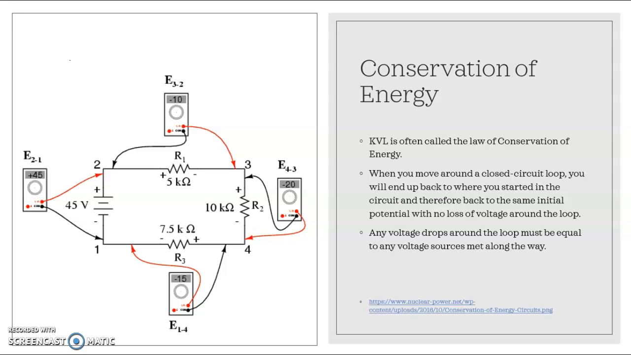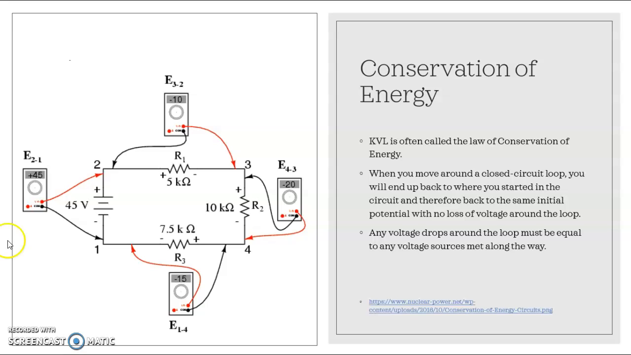And so we move on to the conservation of energy. KVL is often called the law of conservation of energy. When you move around a closed circuit loop, you will end up back where you started in the circuit and therefore back at the same initial potential, with no loss of voltage around the loop. And so any voltage drops around the loop must be equal to any voltage sources met along the way.